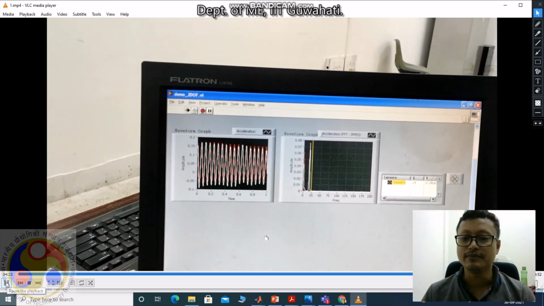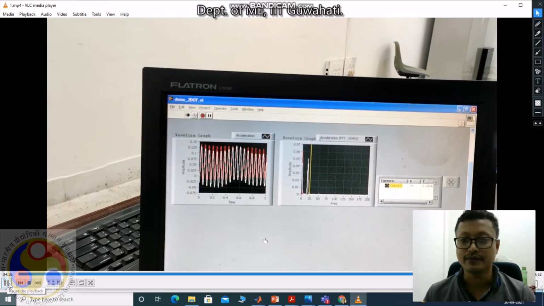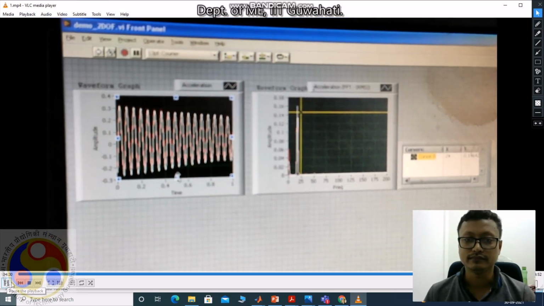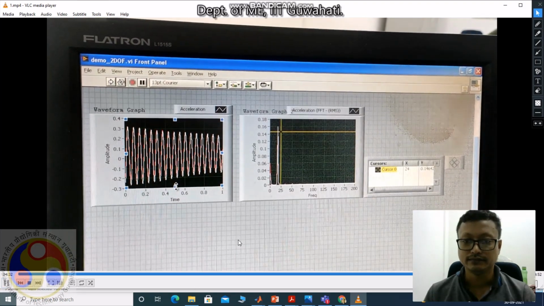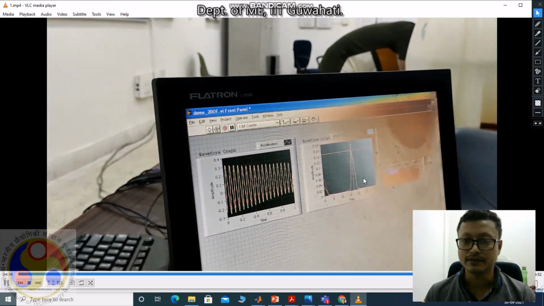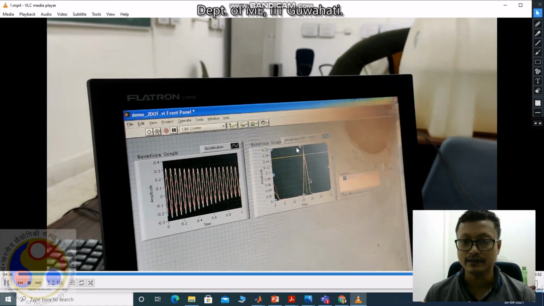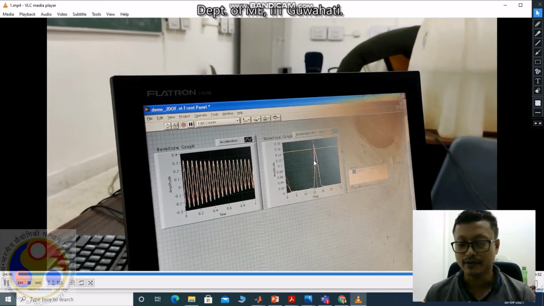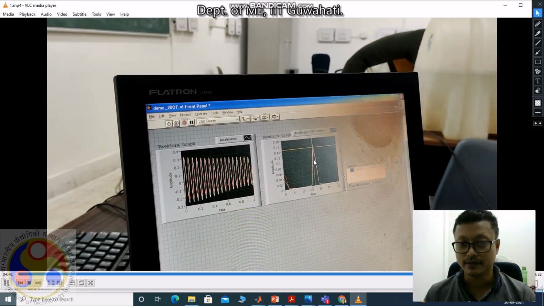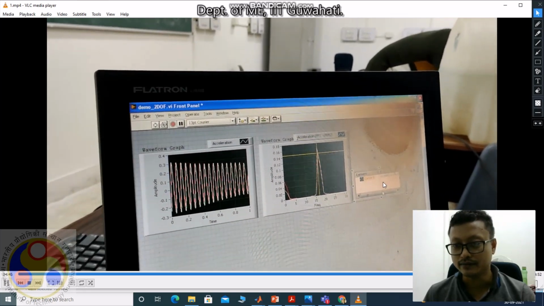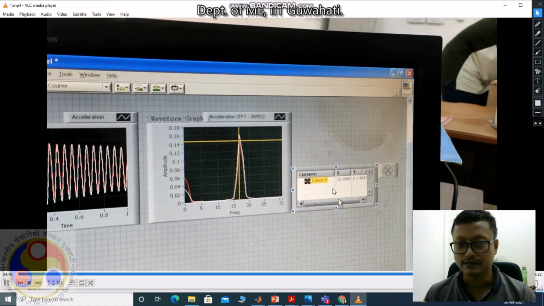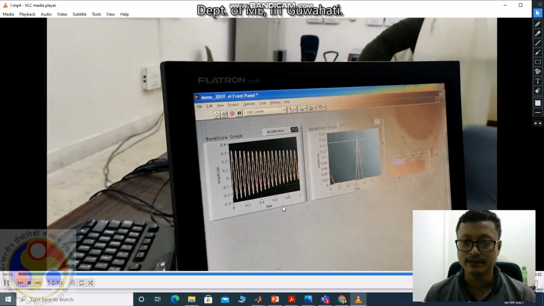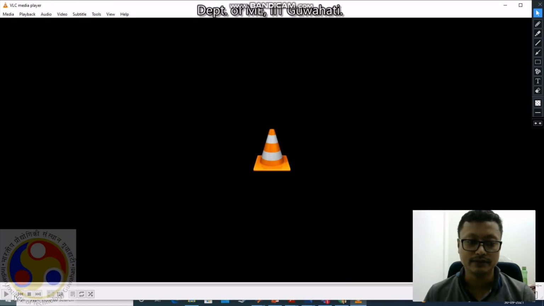So it will give you the first natural frequency of this system. Okay, first natural frequency of the system. By adjusting the cursor of this graph, you can get the value of this particular frequency. I will show you closely. This is around 16 hertz. So this is the value of this one.